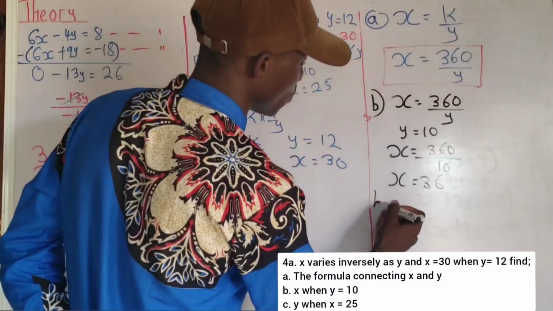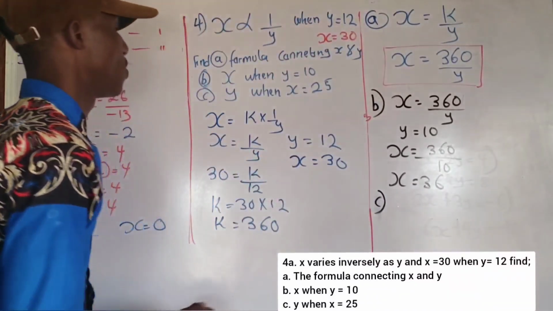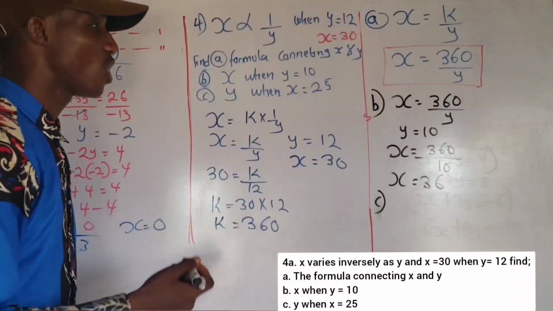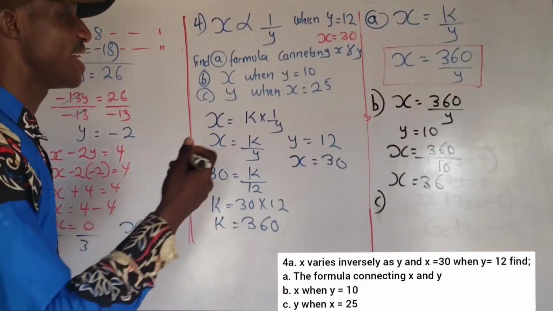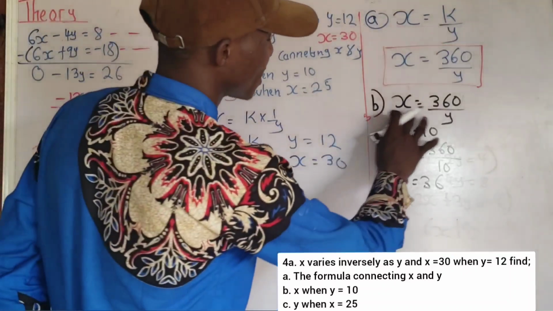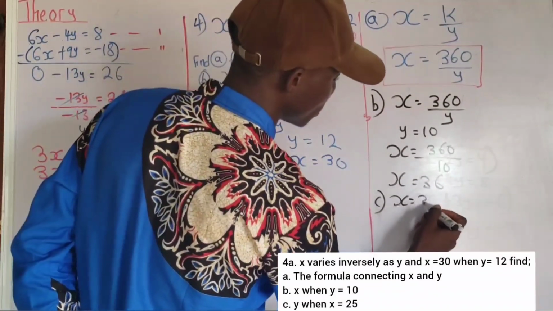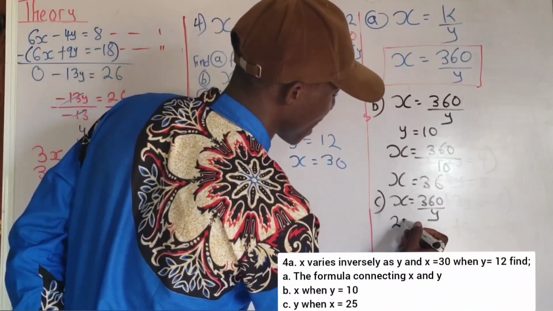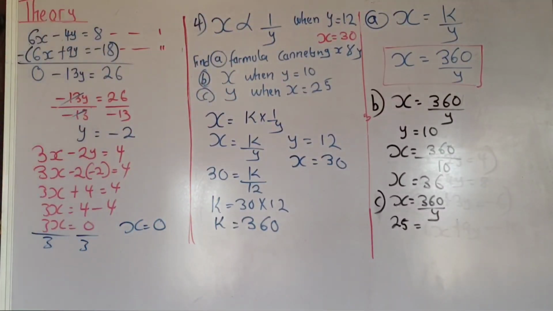Now let us proceed to the third question under question 4. We are asked to find the value of y when x is 25. That one is also simple. All you have to do is substitute the value of x as 25 into the equation connecting x and y. Okay, the equation is x equals 360 over y. So when x is 25, I'm going to have 25 equals, let me erase this so as to leave enough space for the solution.